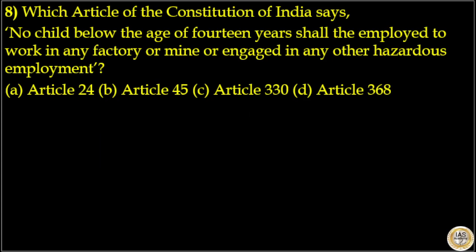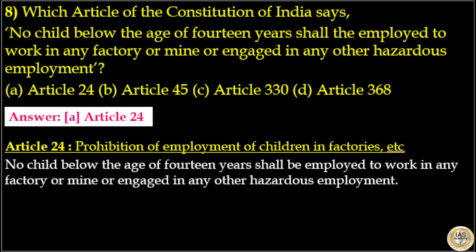Which article of the Constitution of India says, no child below the age of 14 years shall be employed to work in any factory or mine or engaged in any other hazardous employment? Options are Article 24, Article 45, Article 330 and Article 368. The answer to this question is option A, Article 24.